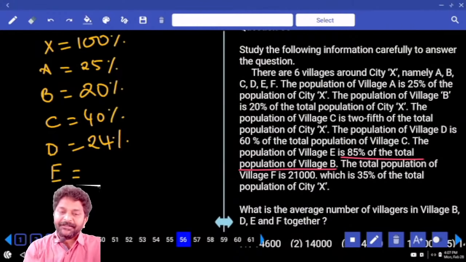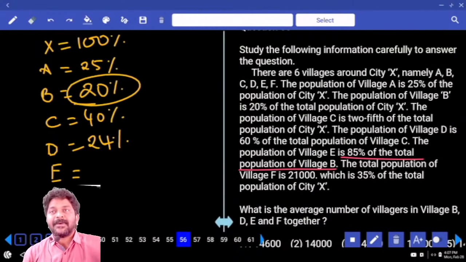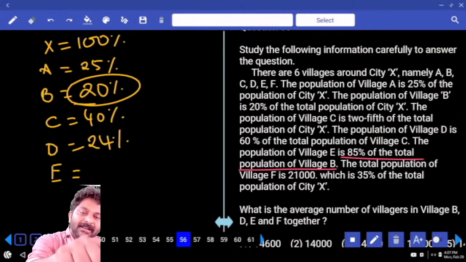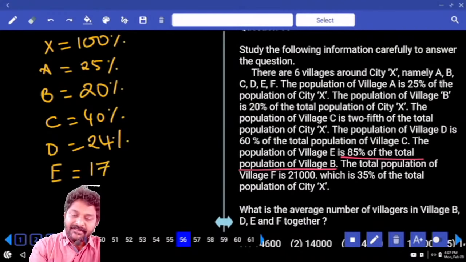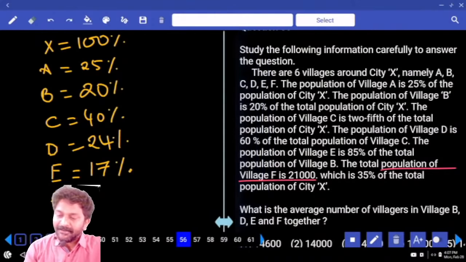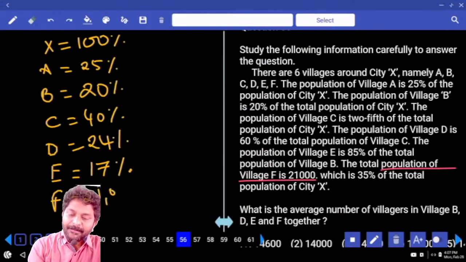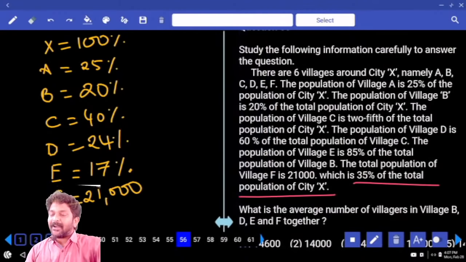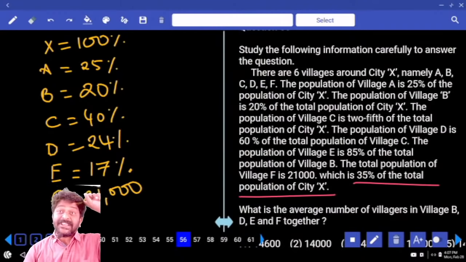What percentage? 85% of this number only? 85% of 20% or 20% of 85? One and the same, correct? How much is that? 17%. Now, next, what is left? F. Total population of village F is 21,000, which is 35% of total population of city.